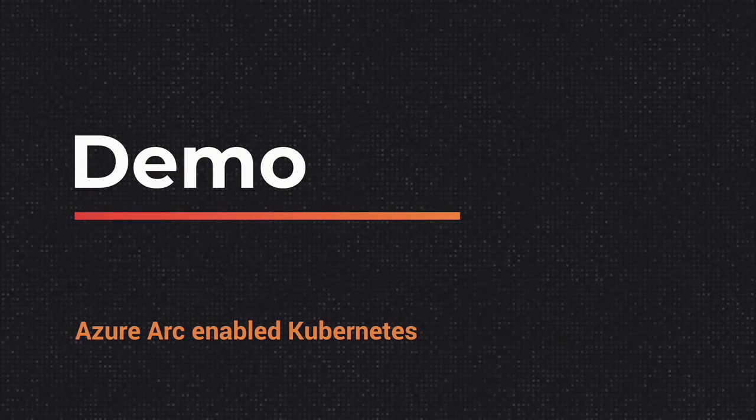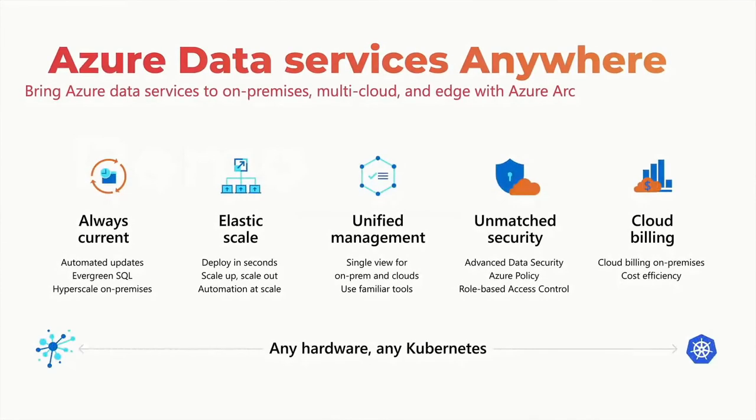So that was a quick demo of Azure Arc-enabled Kubernetes. Now let's take a closer look at the Azure Data Services Anywhere enabled through Azure Arc for data services. Apart from registering VMs and Kubernetes clusters, it's also possible for us to run two flavors of relational databases in any of the Kubernetes clusters. The first one is Postgres Hyperscale, and the second one is a SQL managed instance.